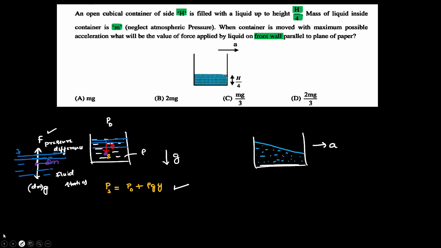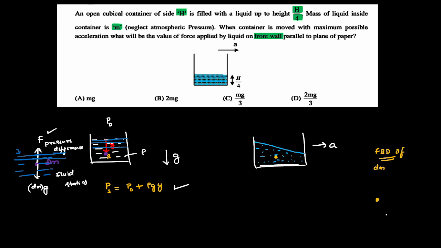So here we know that it is accelerating, right? So for simplicity, let me take some elemental mass, dm. I'm just looking at the FBD of this dm. So the dm will experience acceleration due to gravity, right?